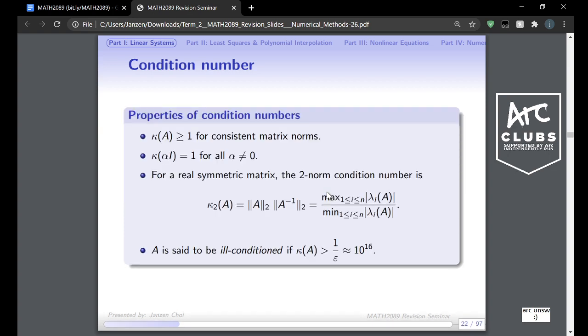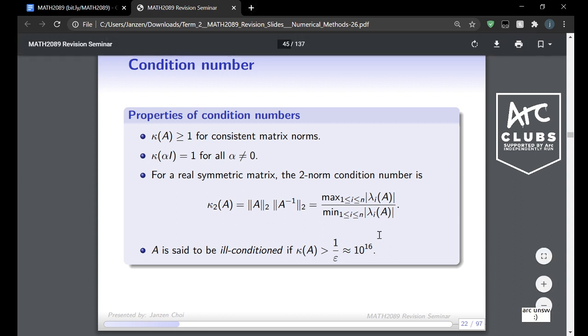So the two-norm condition number of a matrix is simply the absolute value of the largest eigenvalue over the absolute value of the smallest eigenvalue of the matrix. The greater the condition number, the worse the matrix gets, and the matrix is considered ill-conditioned if it exceeds the reciprocal of epsilon, which is around 10 to the power of 16.